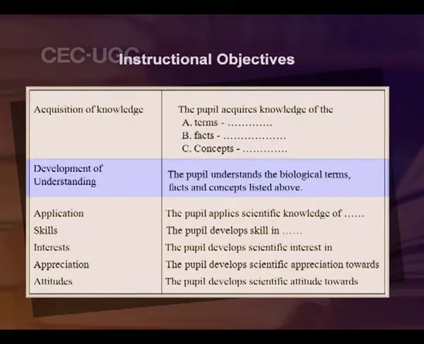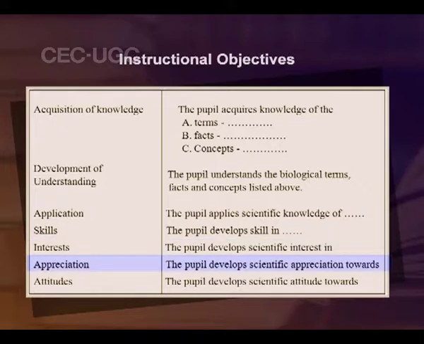Under development of understanding, you should write the pupil understands the biological terms, facts, concepts mentioned above. From the application part, you can write the student applies scientific knowledge of what you have taught in life situations. Under skills, you can write the student develops skills in that particular area. And under interest, you can write the student develops scientific interest in again what you have taught earlier.